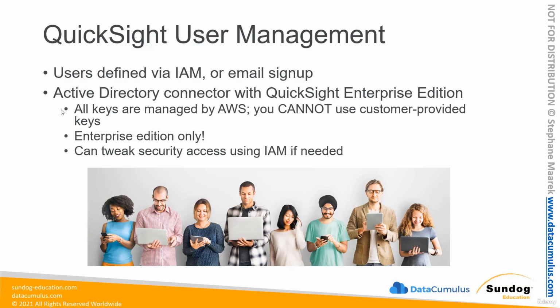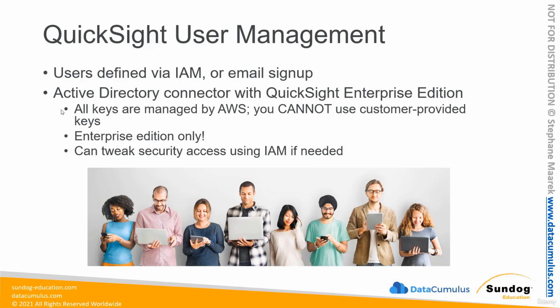Also important to understand is that there is Active Directory integration available in QuickSight as well. There's something called Active Directory Connector. This is only offered in the QuickSight Enterprise Edition. And again, in the spirit of making things as easy as possible, with Active Directory Connector, all the keys are managed by AWS for QuickSight. You cannot use customer-provided keys with Active Directory with QuickSight. Also remember, Active Directory support is only in the Enterprise Edition.